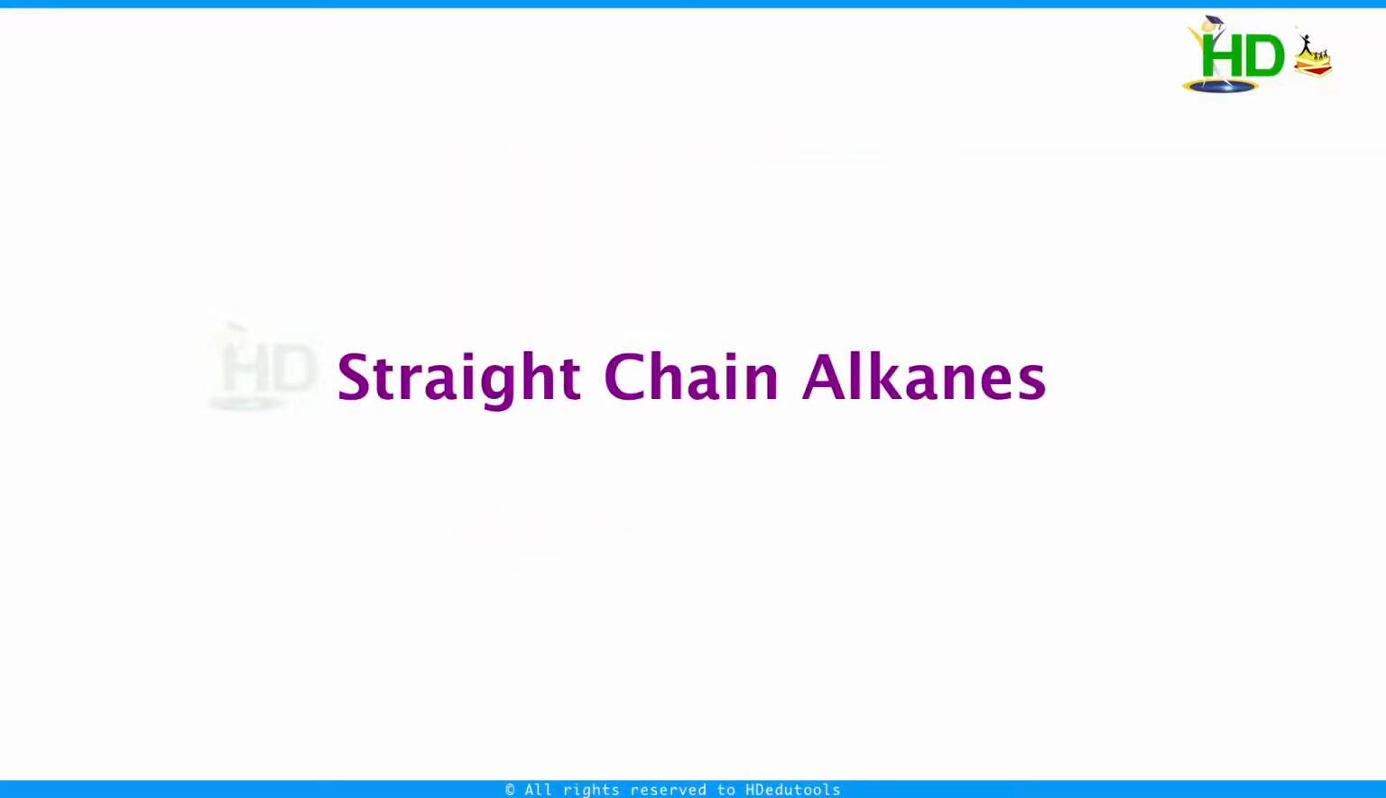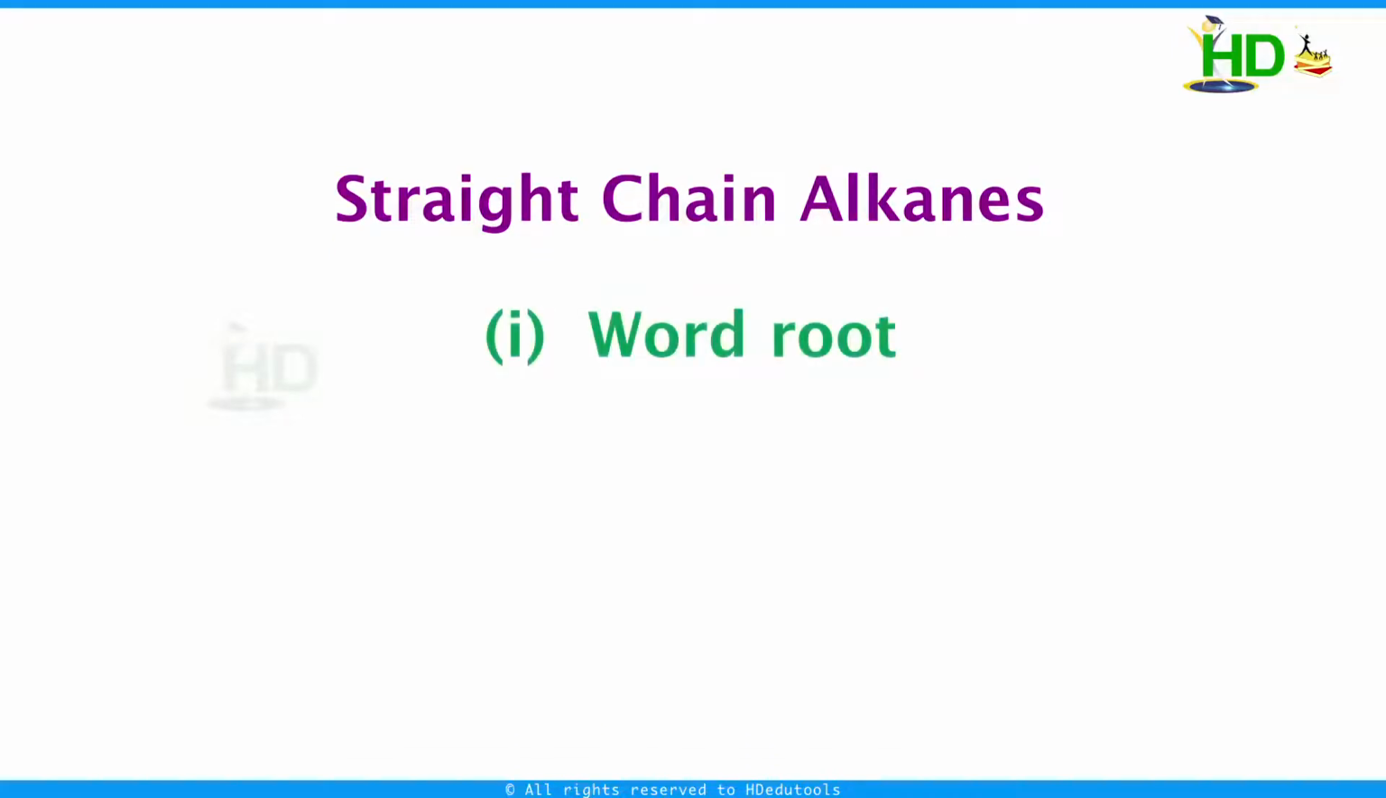In the case of straight chain alkanes, they contain two parts. One is the word root and the other is the primary suffix. This word root depends on the number of carbon atoms present, and this suffix is ane.